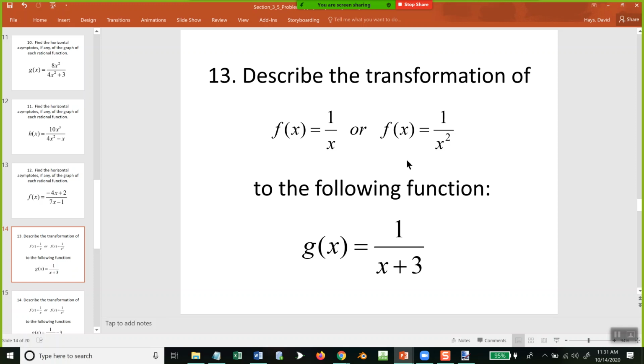These are basic functions we have here for rationals, 1 over x, 1 over x squared. When your number is inside with the x, before it was inside the parentheses, inside the square root, inside the absolute value, inside of whatever, it shifted left or right. Here, the number will be inside the denominator. So this is going to shift left or right, opposite what you think. The +3 would make you think goes right 3, so it's going to go left 3. And that'd be my answer.